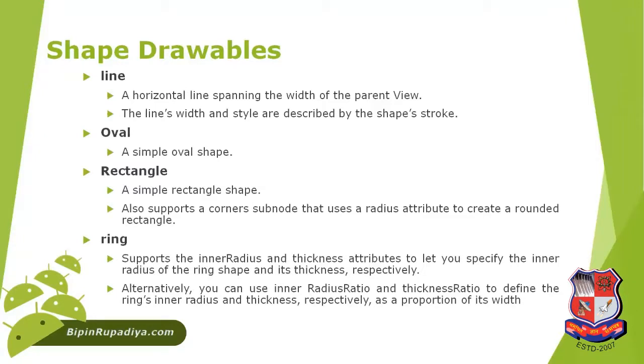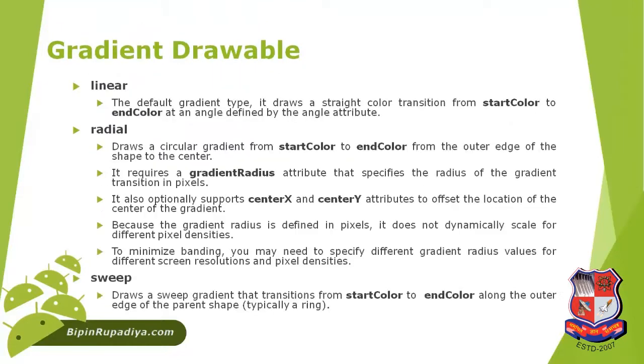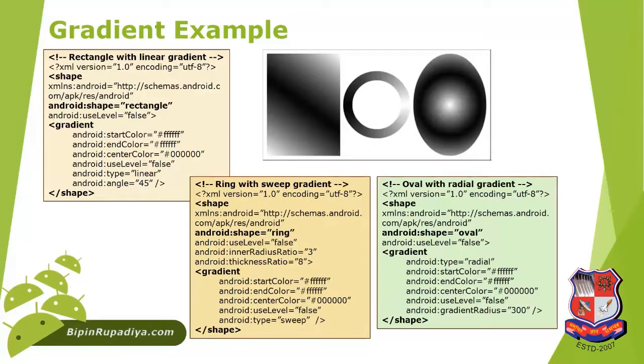I would like to forward some of my slides so you can see the shapes. Just see right here, the first shape you can see is a rectangle. This is the ring and this is the oval. So this is how they look.